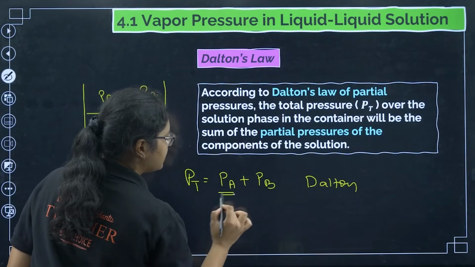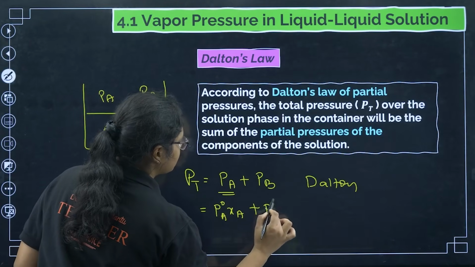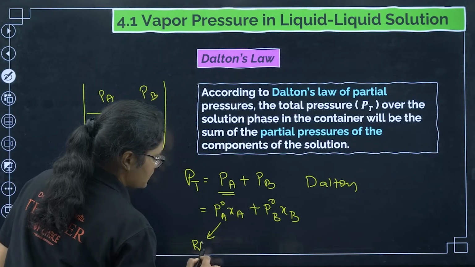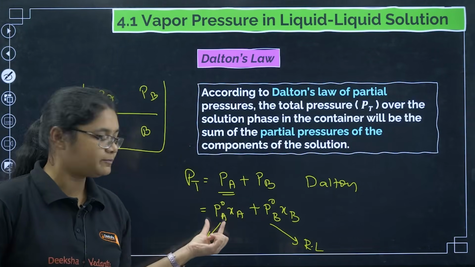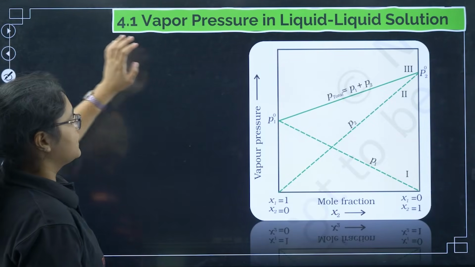Okay. Now, what is PA equal to? PA is equal to P naught A XA and PB is equal to P naught B XB. So this is Raoult's law. You are getting the difference? How can we define this PA? That comes from Raoult's law. Okay. Next, we'll discuss the graph for this one.